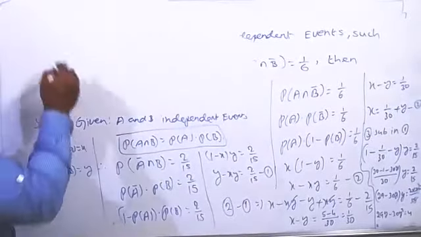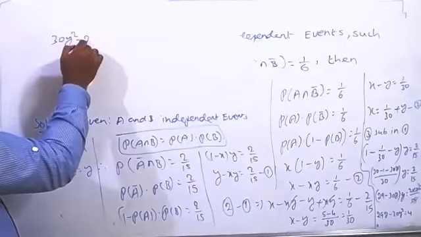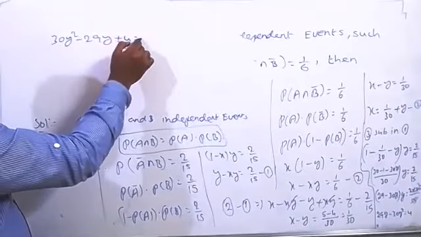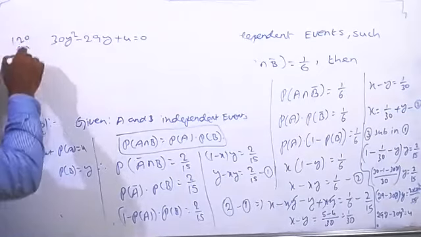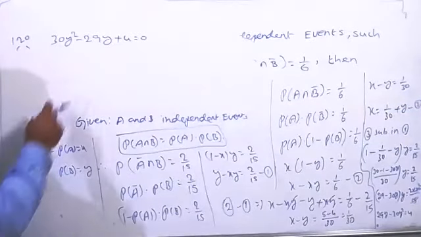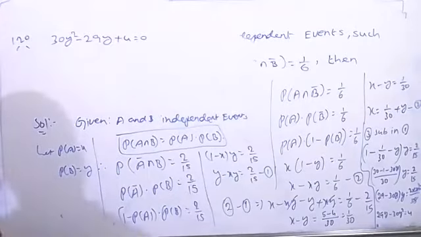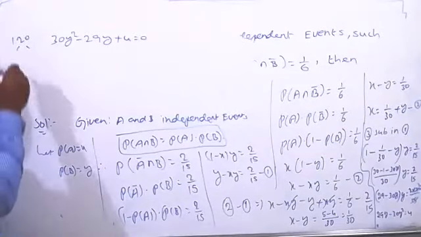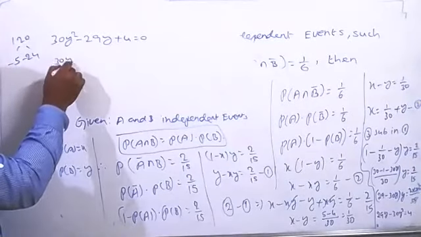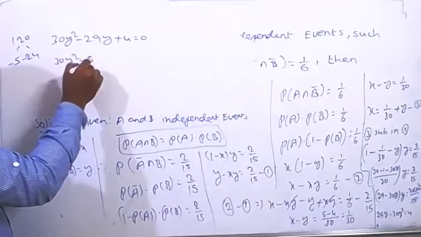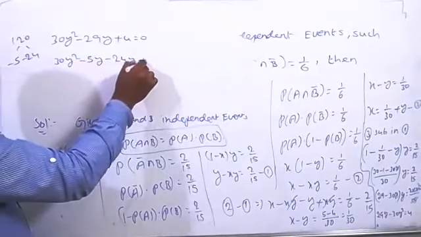Then the equation you can write now. Clearly that equation is 30Y square minus 29Y plus 4 equal to 0. Multiply 30 into 4 equals 120. Then we have to get 29 here. Tell me the factors of 29. For getting the 29 here, 5 and 24, take minus 5 and minus 24. So 30Y square minus 5Y minus 24Y plus 4 equal to 0.